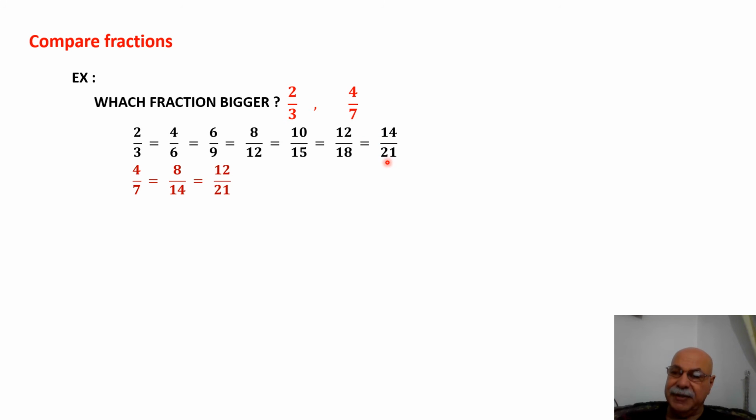Because this denominator is the same, that's why I stop. Because this is the lowest common denominator for these two fractions: here 21 and here 21. Which number is the numerator? This 14 and this 12. The denominator is the same, so the numerators are 14 and 12. I see that 14 is bigger than 12.